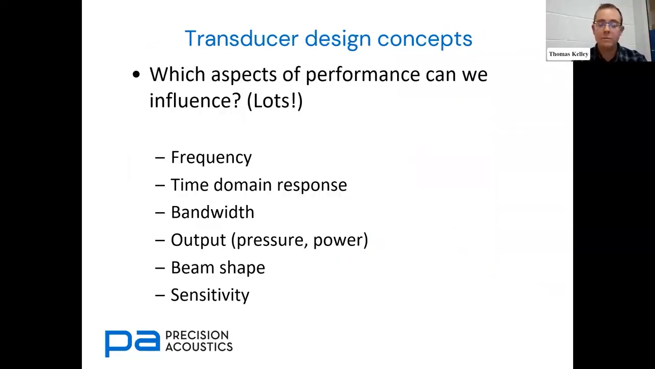So what can we influence with the design? And why bother thinking about the design at all, really? So in summary, we can influence an awful lot with the design. We can change the frequency, which is the time domain response, bandwidth, the output pressures, power, beam shapes, sensitivity, all of those things. And there are many ways of influencing each of them, and more than just one way of influencing each.